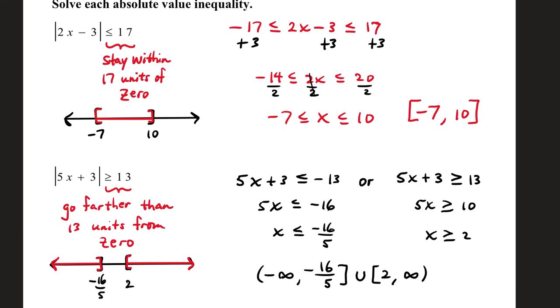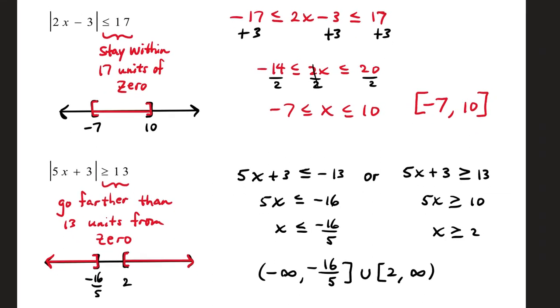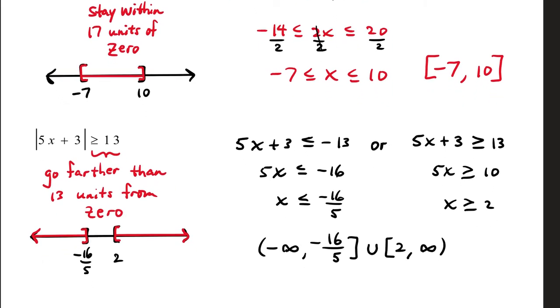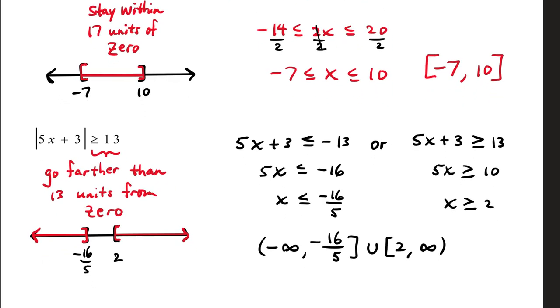Now, the example on the bottom, the first time through, we solved it as an equation. We got answers of negative 16/5 and 2. When your absolute value is greater than a number, that means you have to keep a distance farther from 0 than, in this problem, 13 units.